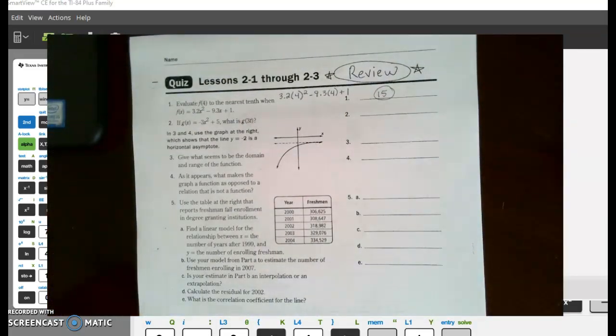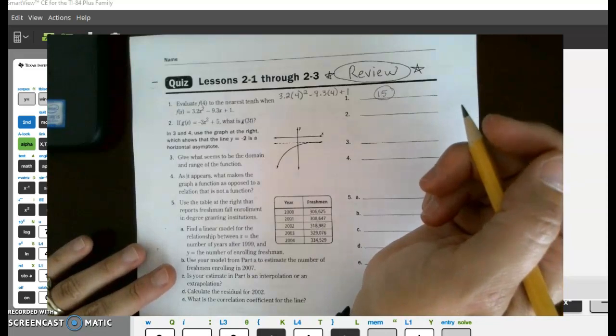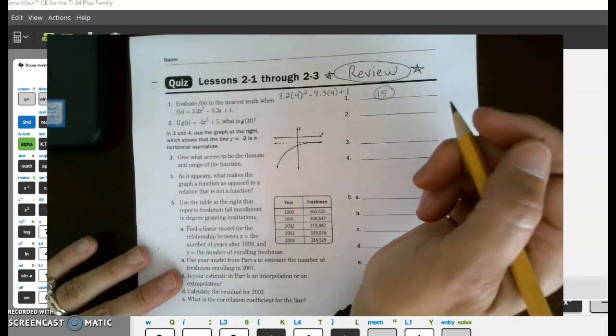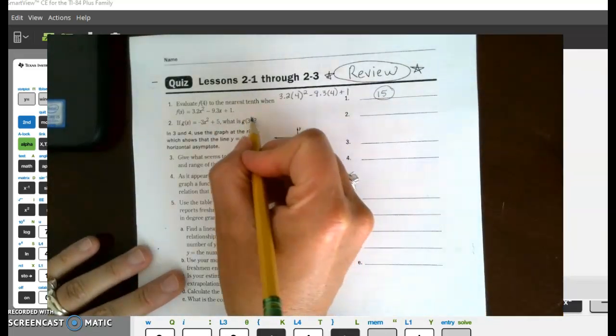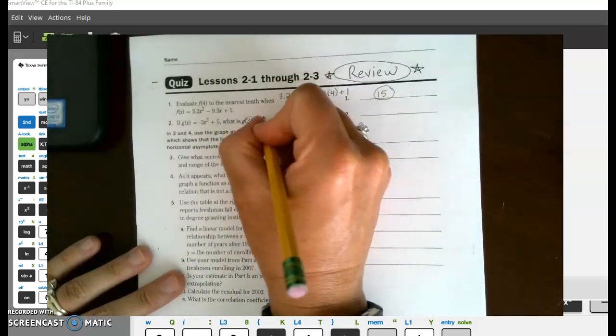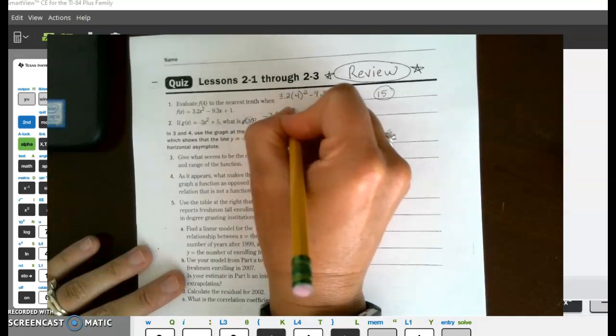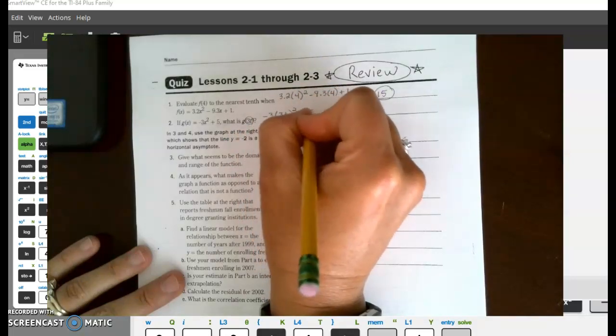All right, that brings me to number 2. If g of x equals negative 3 times x squared plus 5, what is g at 3t? Which means I'm going to take 3t and I'm going to substitute it wherever I see an x. But negative 3 times 3t squared plus 5.